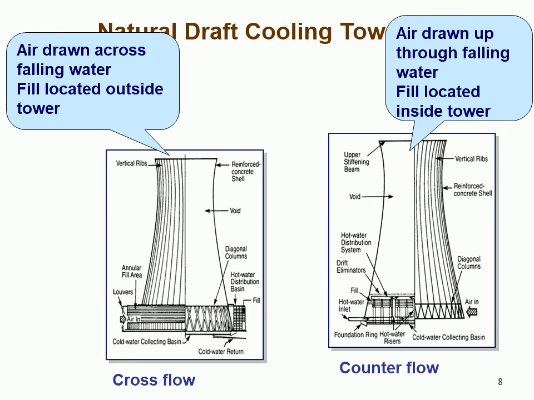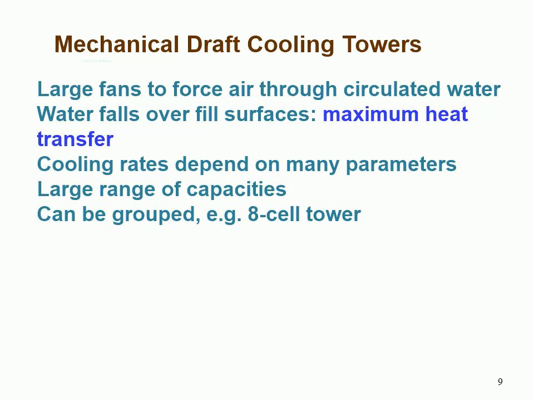There are two main types of natural draft towers. Cross-flow tower, left figure: air is drawn across the falling water and the fill is located outside the tower. Counterflow tower, right figure: air is drawn up through the falling water and the fill is therefore located inside the tower, although design depends on specific site conditions. Mechanical draft towers have large fans to force or draw air through circulated water. The water falls downwards over fill surfaces, which help increase the contact time between the water and the air. This helps maximize heat transfer between the two.